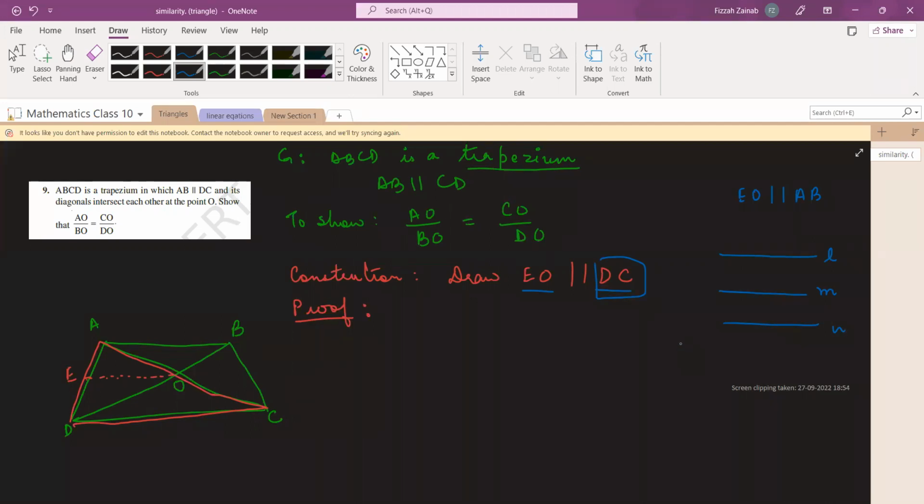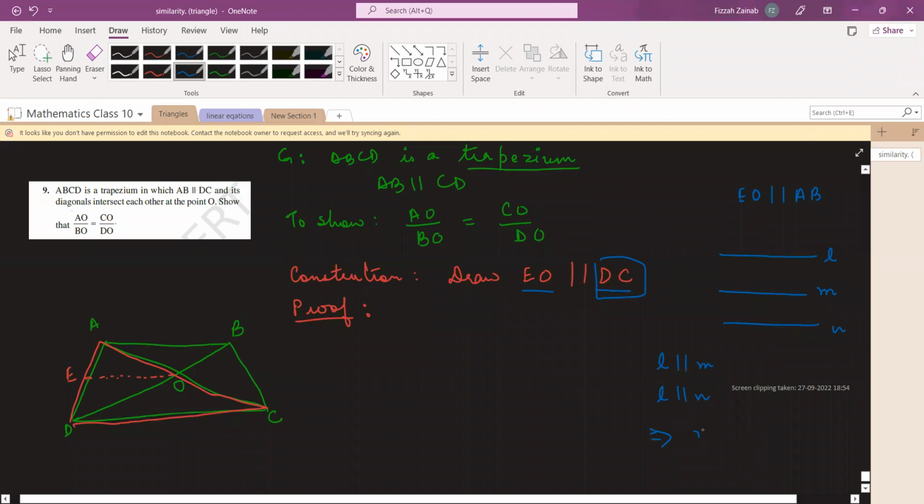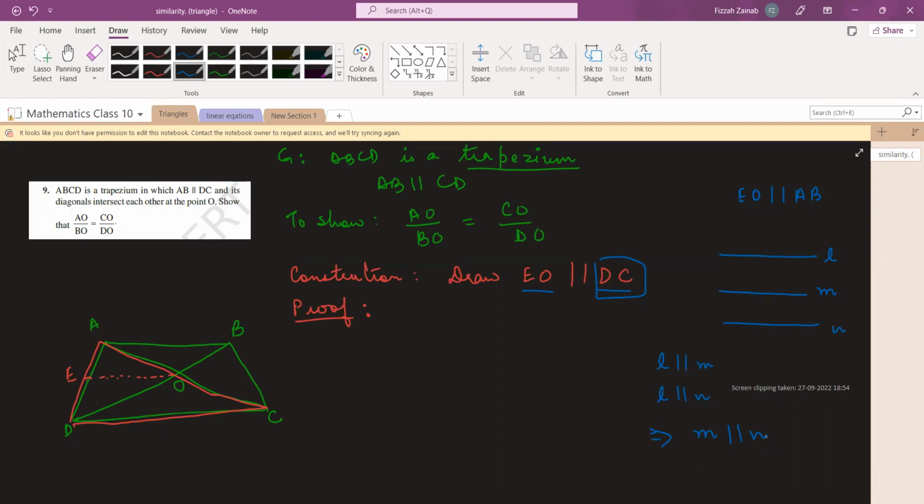So everybody pay attention. The theorem was that if L is parallel to M, and also L is parallel to N, what can we conclude? We can conclude that the line M is also parallel to N. So the lines which are parallel to the same line, M is parallel to L, N is parallel to L, that means they are parallel to each other as well. Understood? Okay, so we are going to use this theorem here.